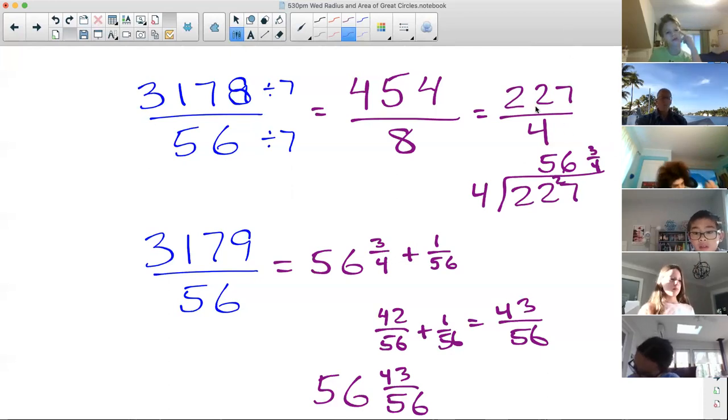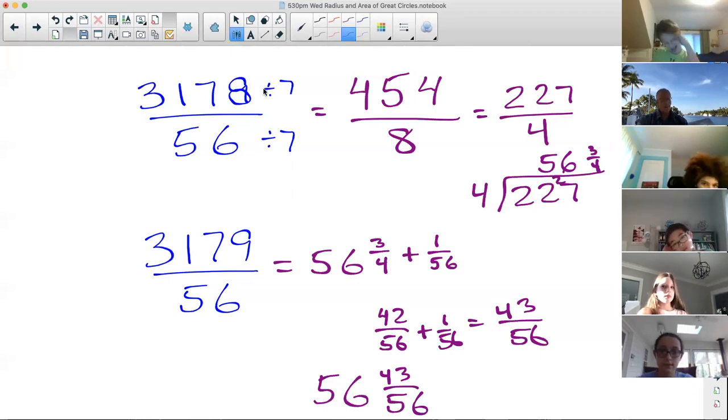Well, do you see that I estimated 3,179 at 3,178? Do you know why I did that? So you could divide them both by 7. Right. And since I can't simplify 227 over 4 anymore, I just divided 227 by 4 and got 56 3/4.